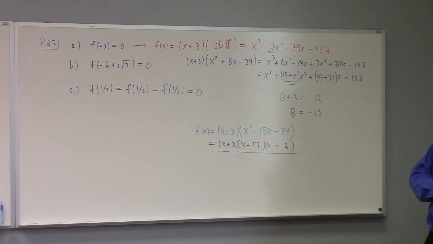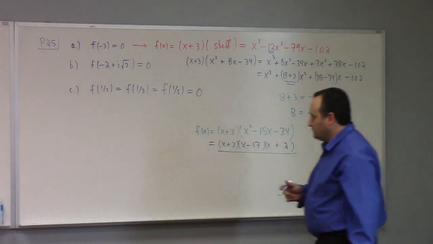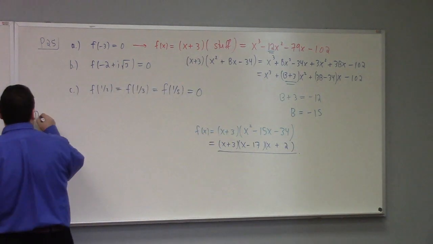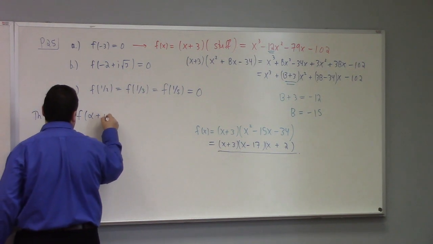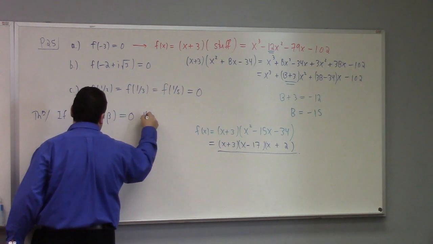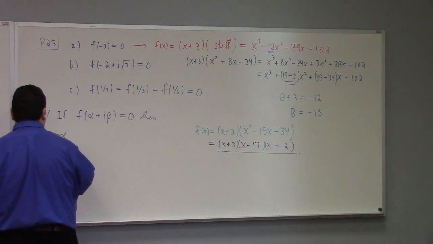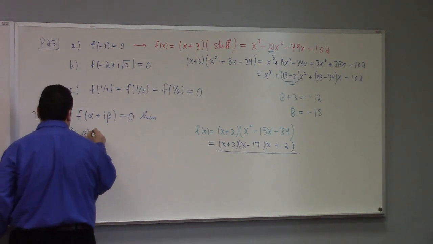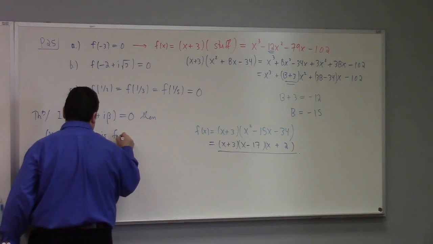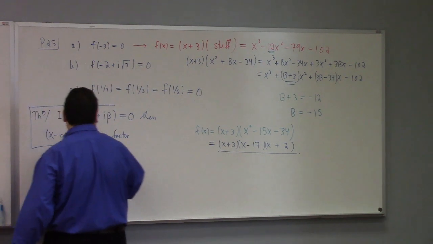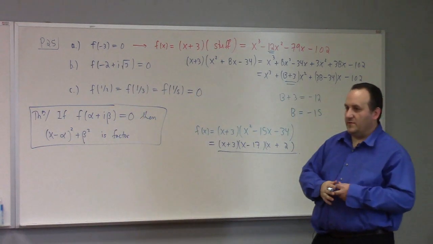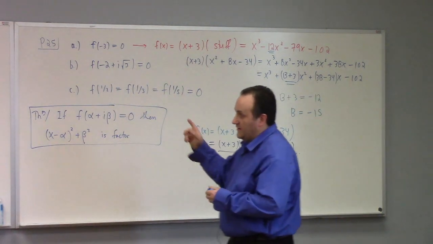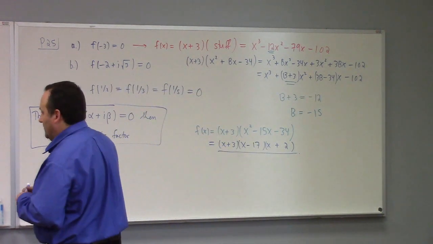Like I said, this is a little bit challenging given our current technology. Part B, so let me tell you a theorem. Here's a theorem. If f of alpha plus i beta is equal to 0, then x minus alpha quantity squared plus beta squared is a factor. So this is the complex version of the factor theorem. If you put this into practice in my problem 24 over here, you could see this at work.